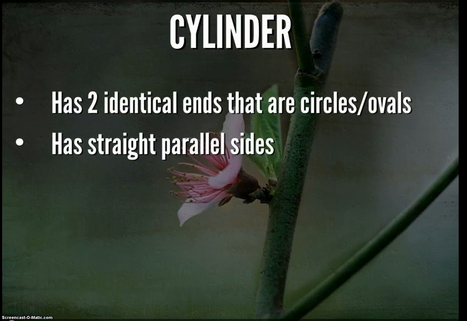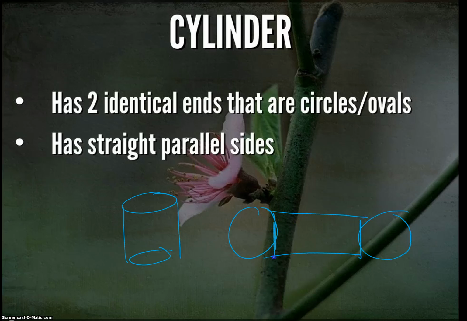Now cylinders, they have two identical ends that are either circles or ovals, and they have straight parallel sides. If you were to see a cylinder, and let's say we wanted to do the net, cut the tops off, and then if you unwrap the inside, you would have a rectangle. So this shape right here is a rectangle, and your bases are circles.